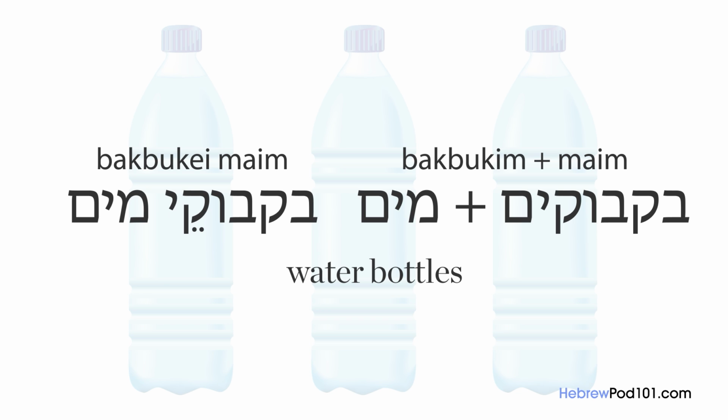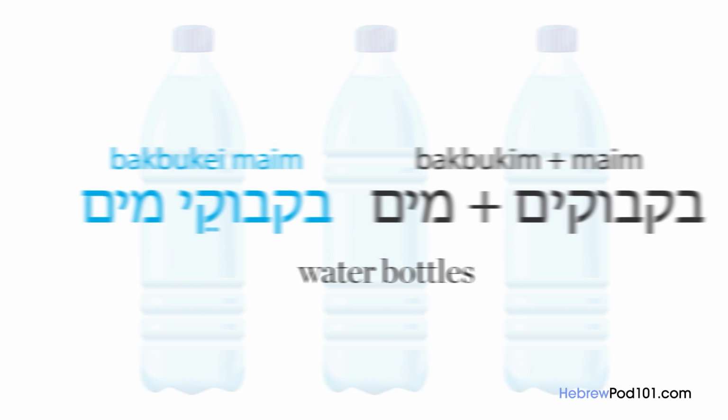We'll use our first example again. If we want to say water bottles, the plural form of bakbuk, bakbukim, will turn into bakbukei, like so. Bakbukim plus maim, bakbukei maim.